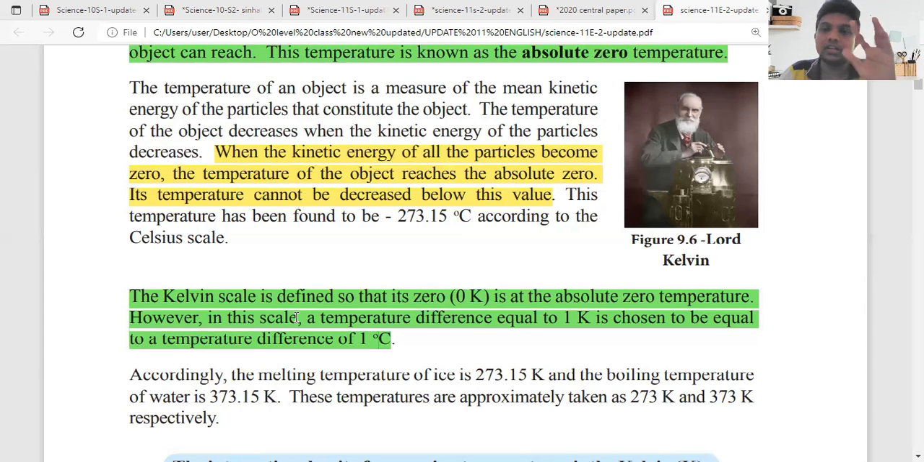So in your syllabus they will ask a question based on the conversion between the temperatures Kelvin and Celsius only.